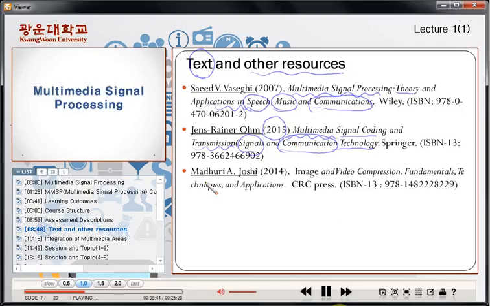And the third text is other resource. The book is Image and Video Compression: Fundamentals, Techniques, and Applications. And I have recommended 12 resources as references in the syllabus.